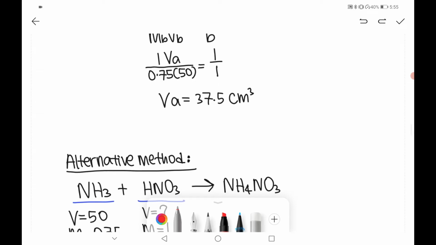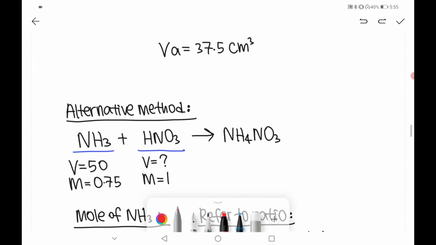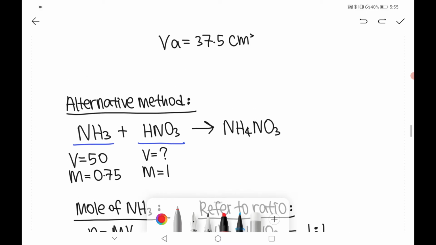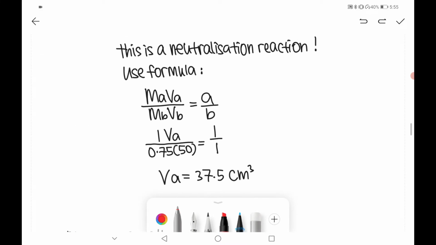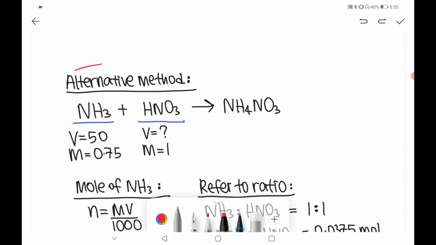Alright, so now we move on to the next calculation. If you don't want to use this method, you also can. If you don't want to use MAVA, MBVB, you can use this alternative method that we learned previously.